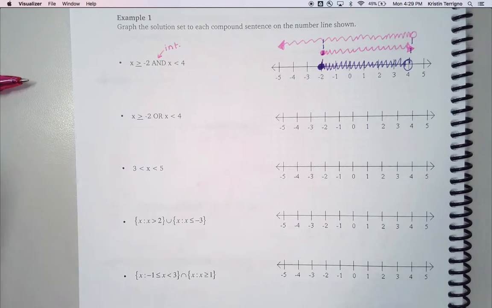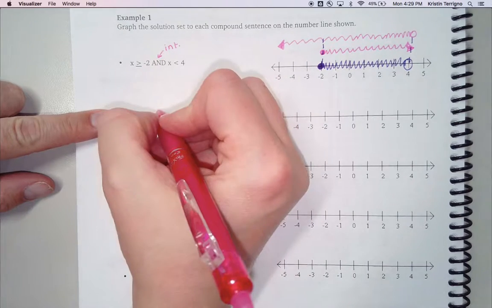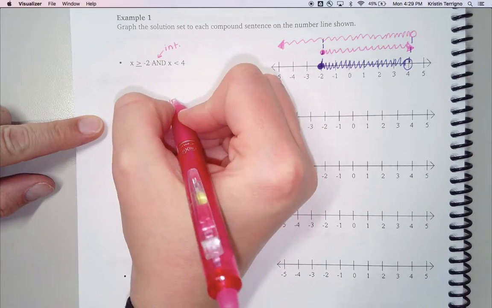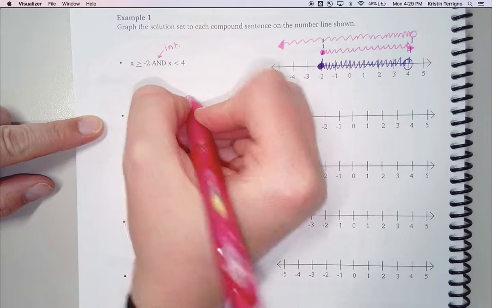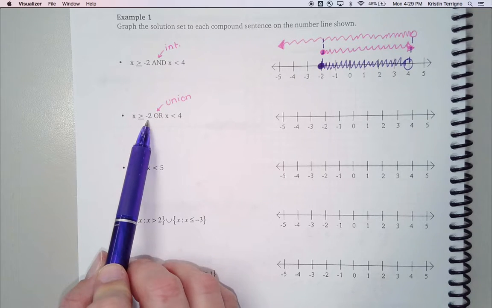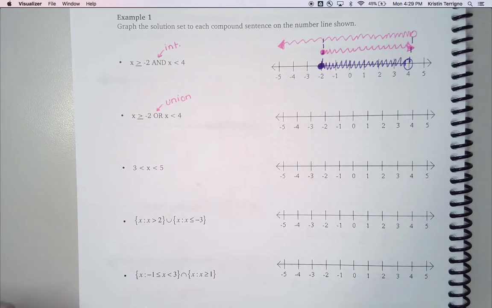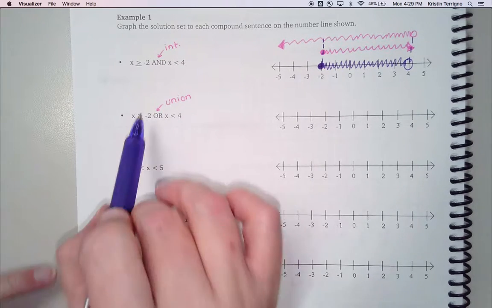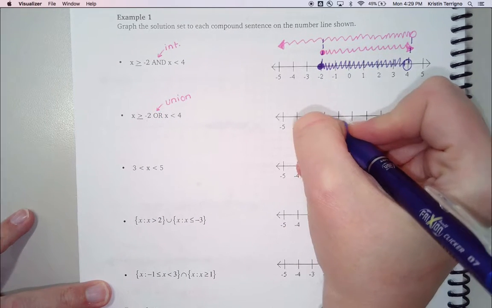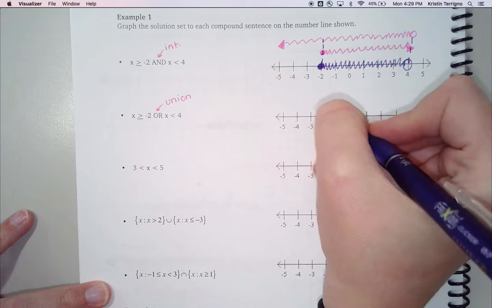Now, look at the difference between that and this next one. This next one is an "or" situation, okay, which is a union. Unions are much nicer because that means everyone gets invited to the party. So I just want to shade anything that is greater than -2 or less than 4. For those ones, I can just go straight to the number line and start shading because I'm inviting everyone to the party. So x is greater than or equal to -2, just like we talked about up above. Closed circle, shade to the right.